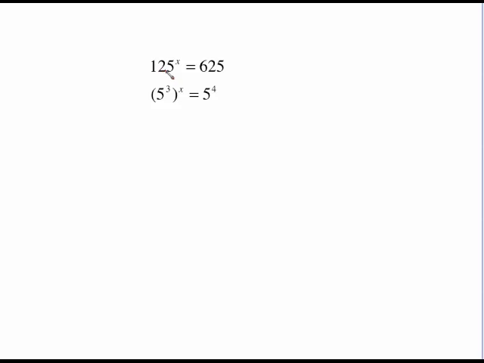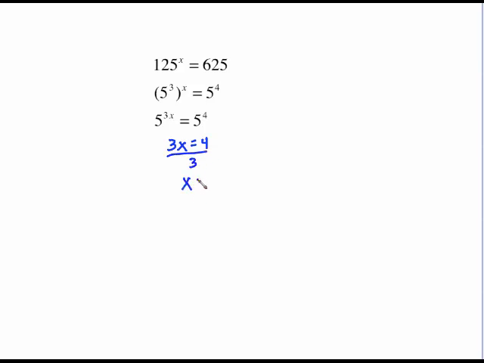5 cubed is 125. I've written it in parentheses, raised to the x power. Use your power rule here, which is going to give me 5 to the 3x equals 5 to the 4th. The expressions are equal, the bases are equal, so I can just equate my exponents, and I have 3x equals 4. Divide both sides by 3, and we get x equals 4/3. Do not write this as a decimal because it's 1.3 repeating. Either write it as the improper fraction, or you can write it as the mixed fraction 1 1/3.